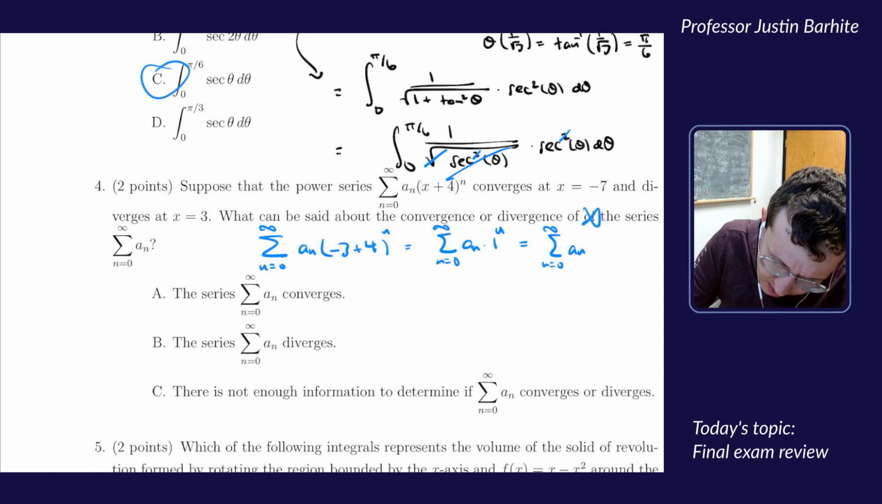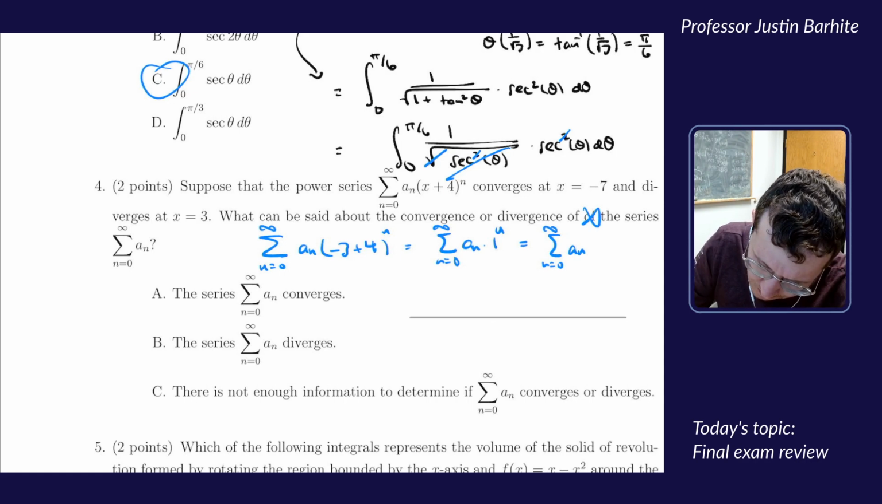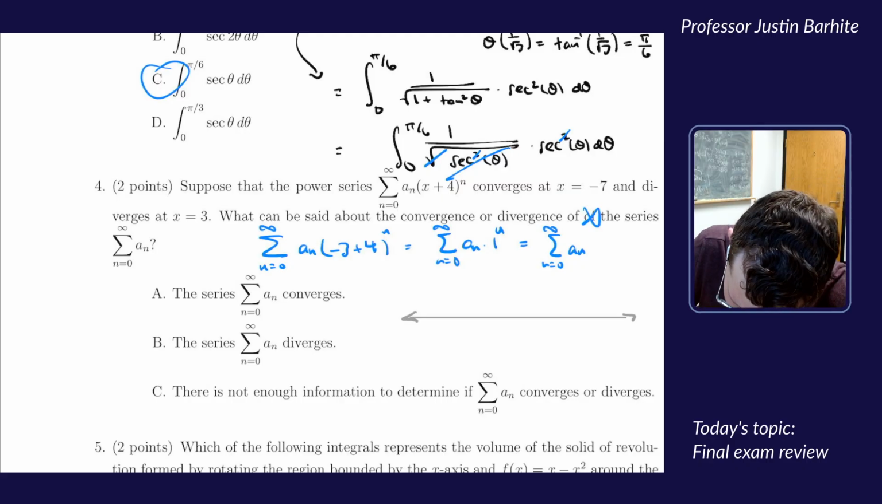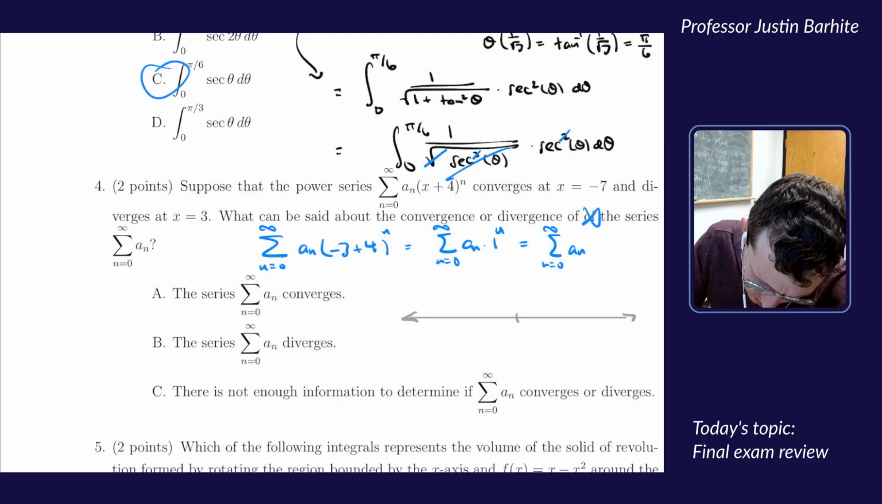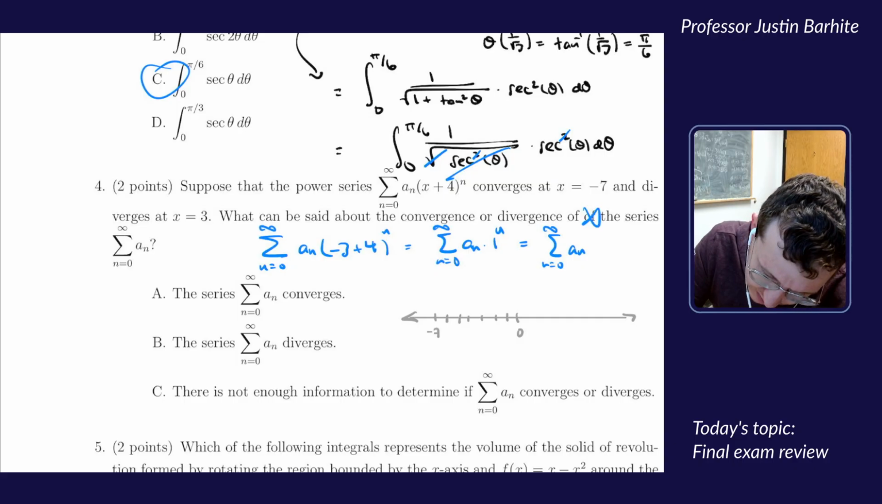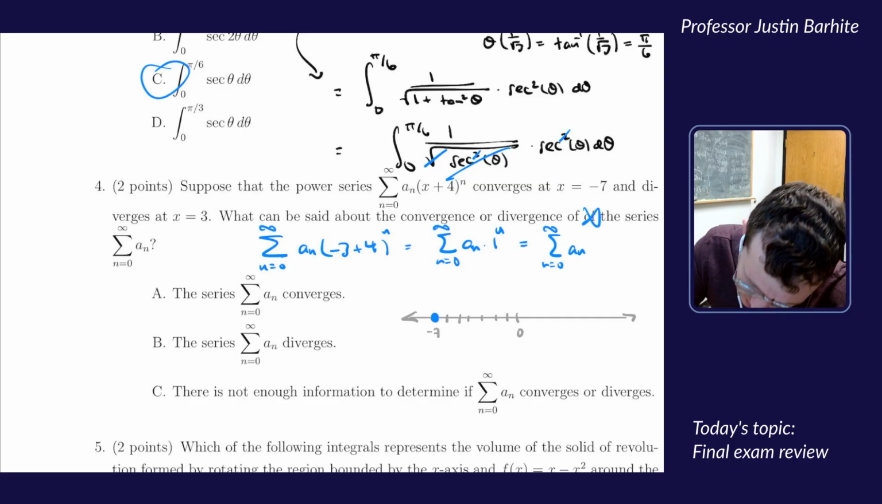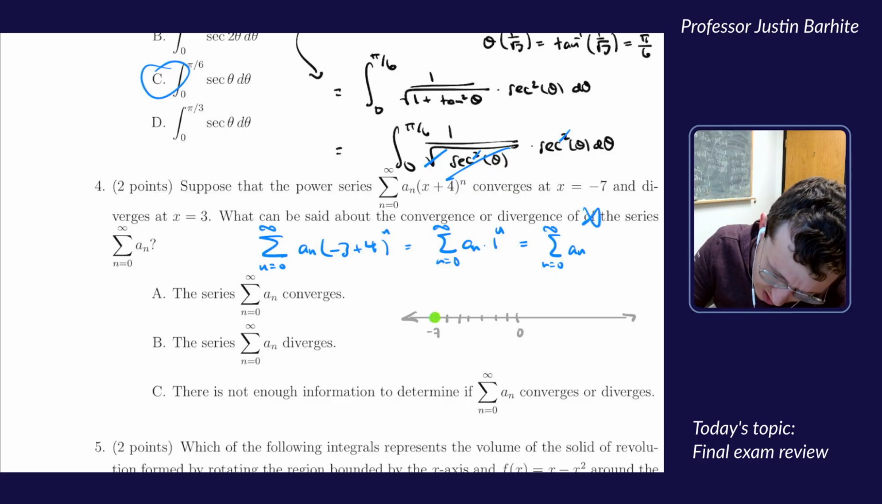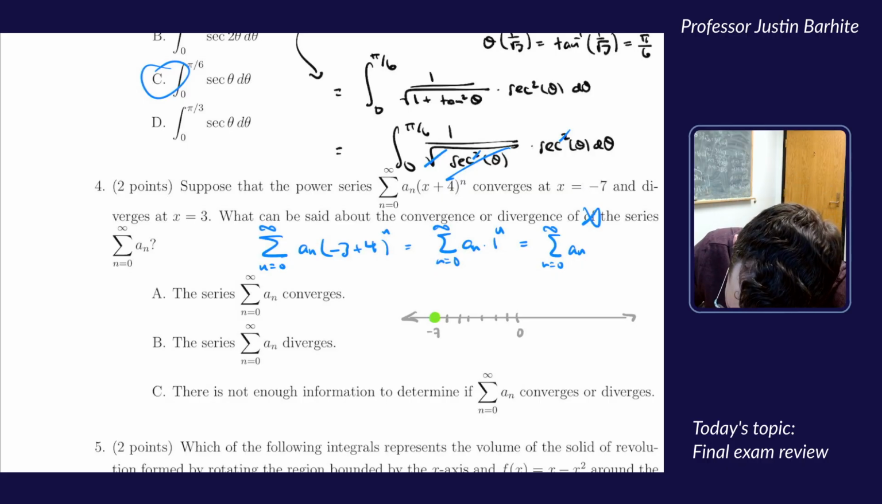Okay, so let me make a little number line. We're told that the series converges at negative 7. And diverges at x equals 3.